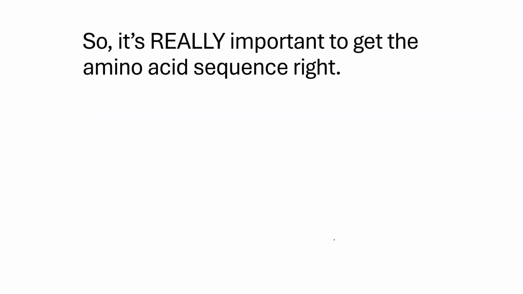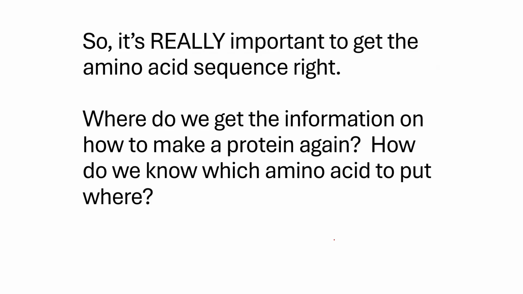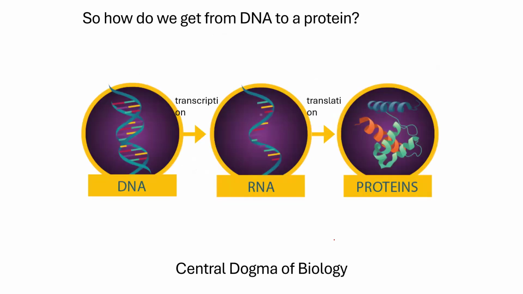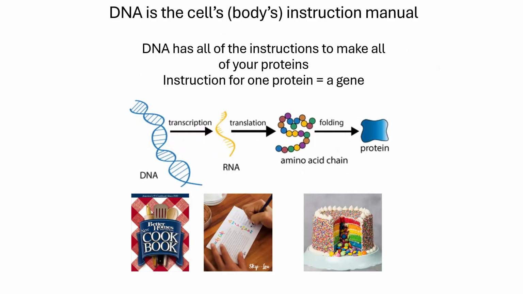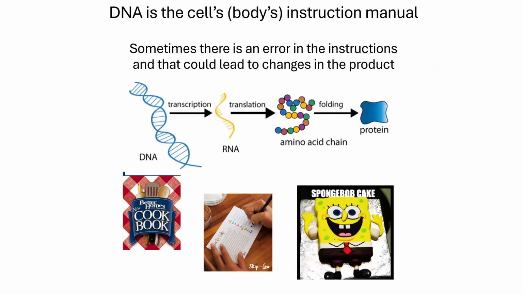So again, it's really important that the sequence is correct. But how do we know how to get that sequence? That again is from the DNA, because the DNA holds the key to make our amino acids from the RNA that is going to be read out as the message from the DNA.